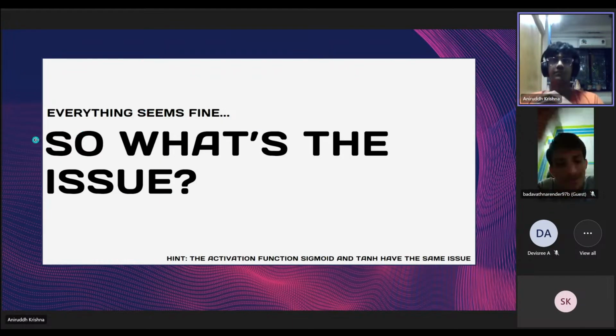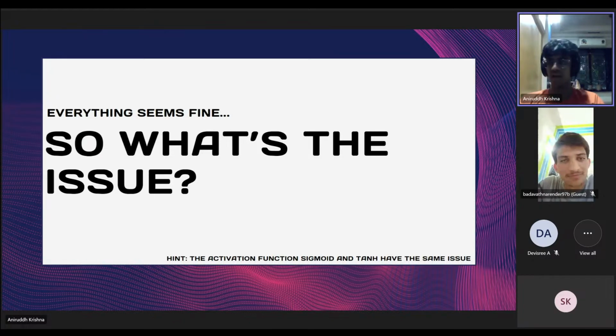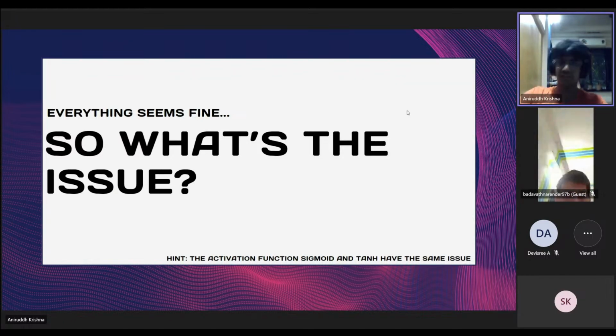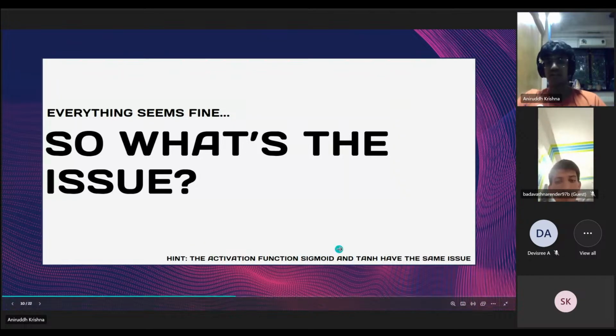So before diving further, I just want to ask, what exactly is the issue? We have such a great system, it's able to remember stuff from before. So what's the issue? This is a question for you guys. What is exactly the issue that we are facing even with RNNs? And this is a hint: the activation functions sigmoid and tanh also face the same issue.